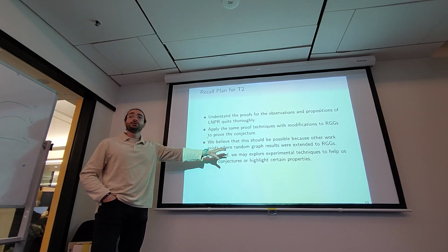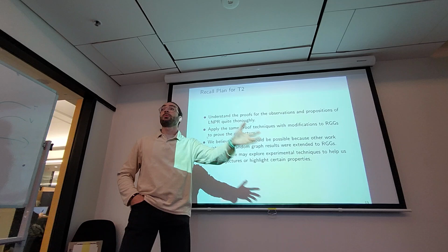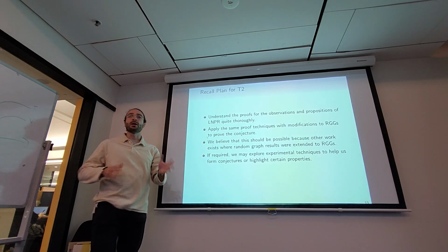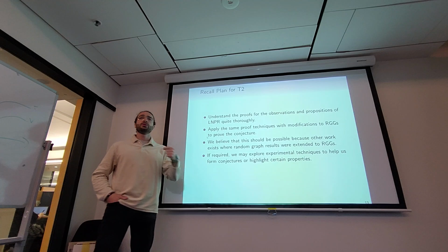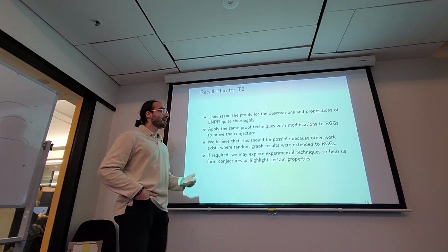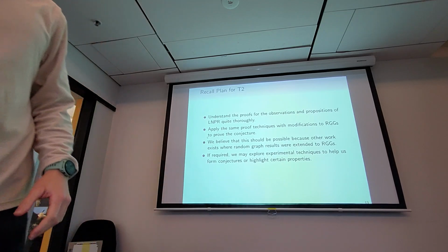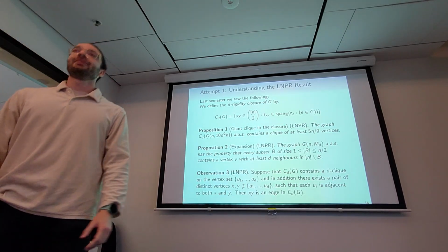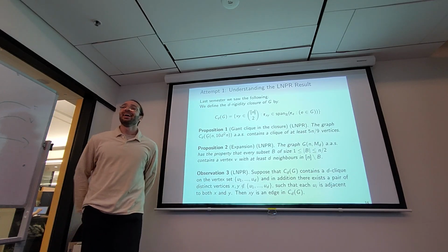We believe we could do this because of the idea that we saw this other result for random graphs and how they were able to modify that for RGGs, so we thought maybe we could do the same thing. And if possible, we were going to do some experimental techniques, explore that to see if we can come up with conjectures or highlight anything that's worth highlighting. All sounds familiar? Okay, good.